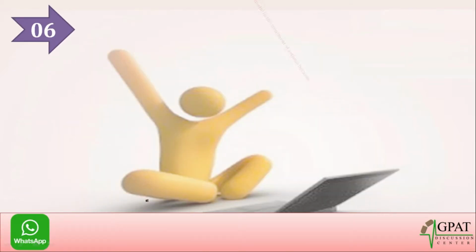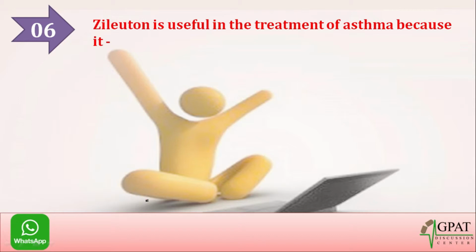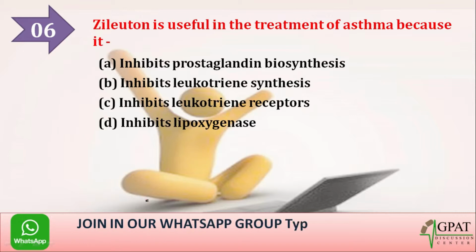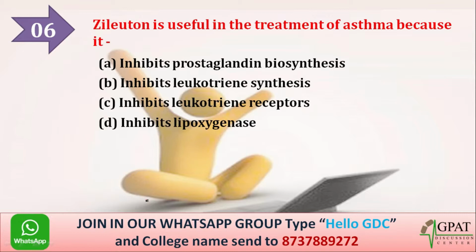Moving on to the next question: zileuton is useful in the treatment of asthma because it, and the options are: inhibits prostaglandin biosynthesis; inhibits leukotriene synthesis; option C, inhibits leukotriene receptors; and option D, inhibits lipoxygenase. What is the function of this drug and what is its mechanism of action in the treatment of asthma? The correct answer is that it inhibits lipoxygenase.